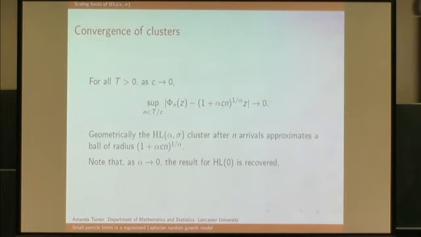Okay, so by using our coupling argument, we can get very similar results to those that we got for HL0. First of all, we get a macroscopic shape theorem that tells us that the map corresponding to n particles looks like 1 plus alpha Cn to the power of 1 over alpha times z, or geometrically, our cluster looks like a disk of radius 1 plus alpha Cn to the 1 over alpha. And if you notice here, if you let alpha tend to 0, this gives us the exponential of Cn, so we recover this HL0 result.